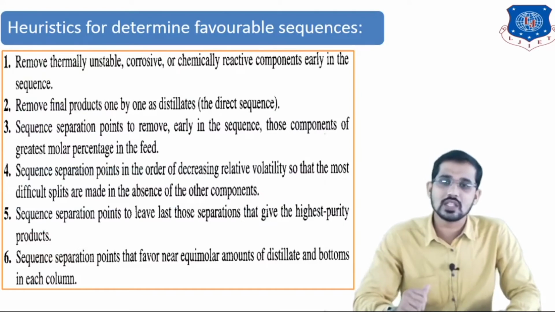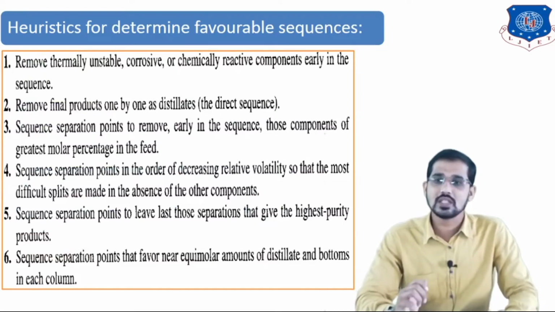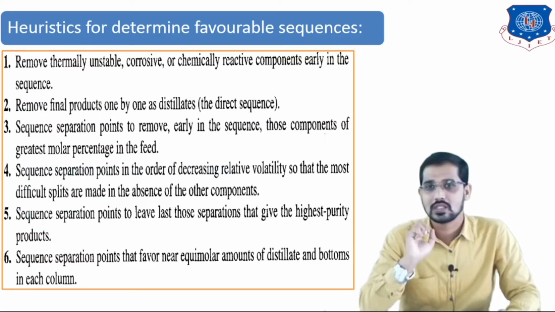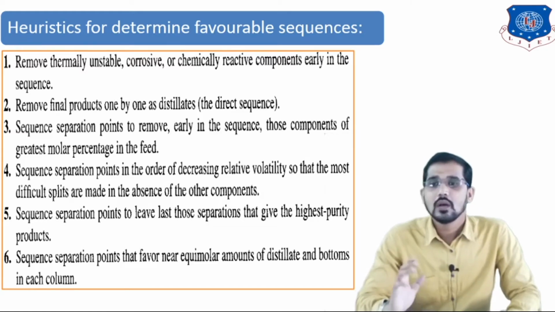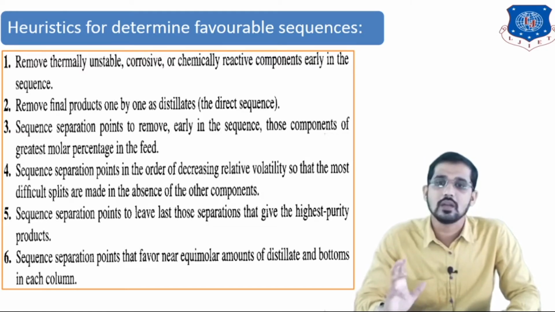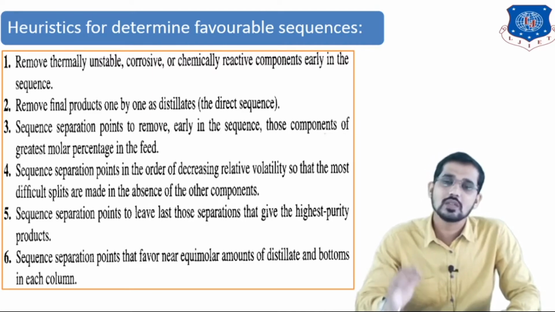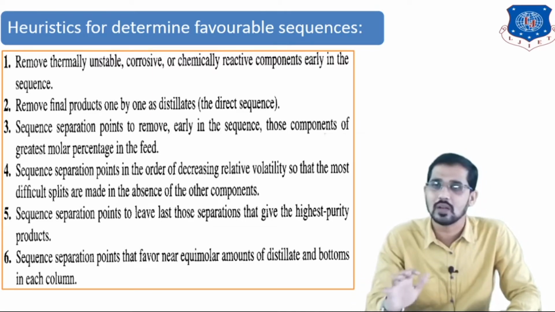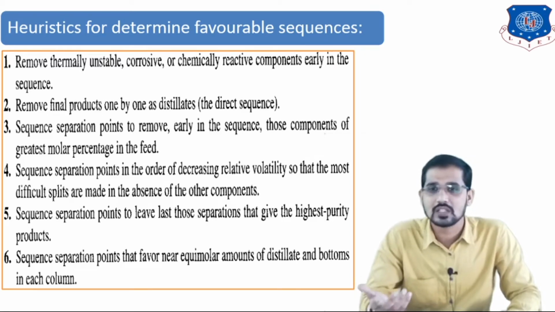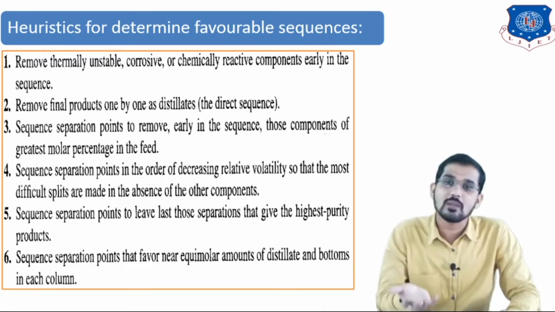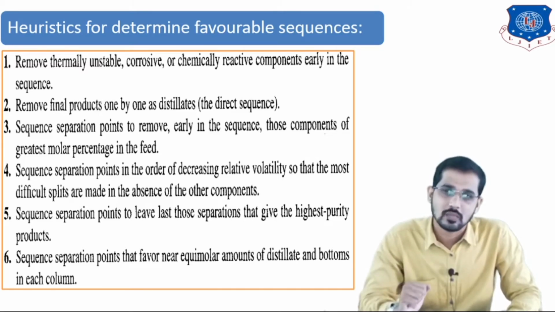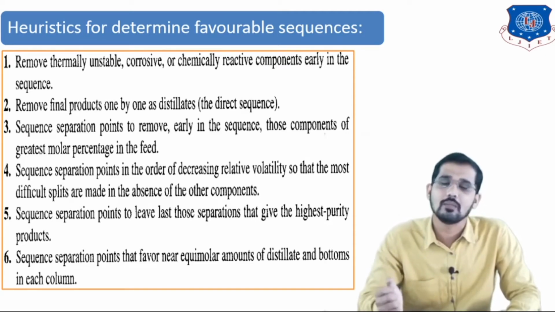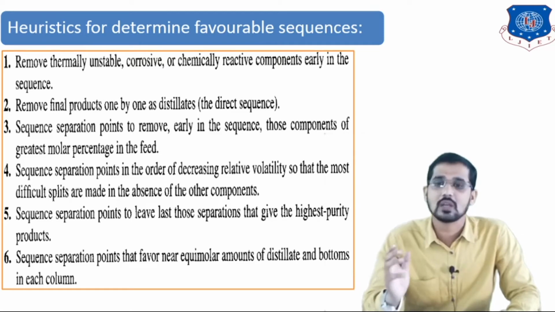After that, now we will see heuristics for determination of favorable sequences. You can see here, I told you heuristics means rules. So what are those rules which is responsible for the favorable sequences? You can see first rule, remove the thermally unstable, corrosive, chemical reactive components early in the sequences. Means those components which are corrosive in nature, unstable, or corrosive components, temperature requirement may be high. If we remove all those components in initial stage, we can use minimum temperature. Means we can separate the liquid mixtures at the minimum temperature. That's why we can remove here thermally unstable, corrosive and chemical reactive components early in the sequences.